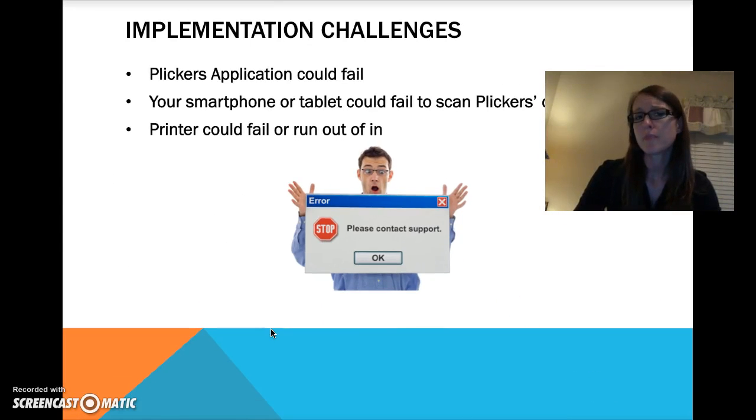So implementation challenges, excuse me, it's technology. They're going to experience challenges. So Plickers could fail. The application could fail. Your smartphone or tablet could fail to scan the Plicker cards. I know when I was doing it, I had to hold it over, and if the paper was bent, it wouldn't scan it. So I had to go over it and stop it and make sure that every card was scanned correctly. Also, when you're printing the cards, the printer could fail or run out of ink. I misspelled that wrong. It's supposed to be ink, not IN. Sorry.